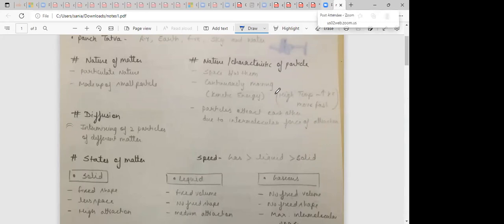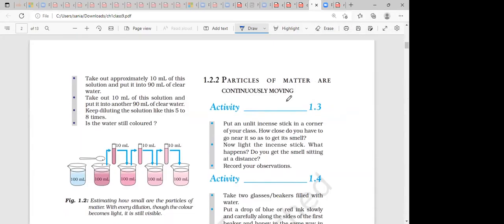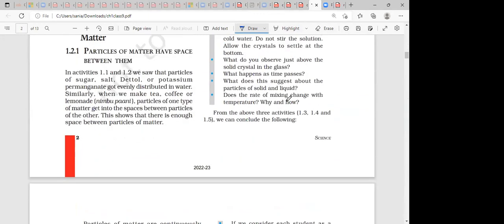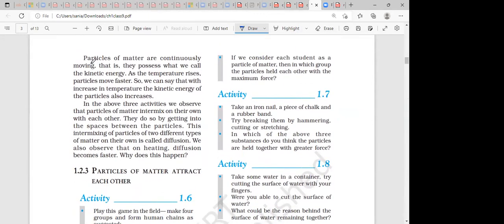Yes, ma'am. Okay. So second, particles of matter are continuously moving. This one you wrote, and after that you'll write the experiment. They possess what we call kinetic energy, and as the temperature rises, particles move faster. Okay, or you can draw it like this. So you just write it down. Just write they possess what we call kinetic energy, or they possess kinetic energy. And after that, write kinetic energy increases when temperature increases. If you want, you can write it in short form like this, or you can write it like this as well.